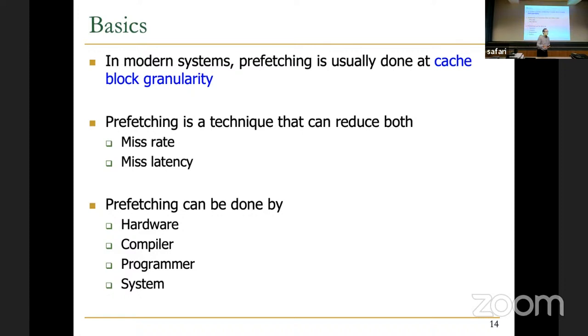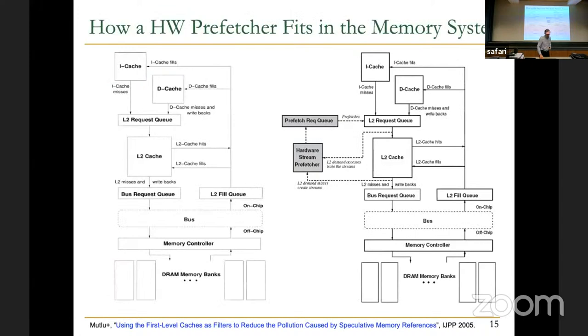So let's talk about some basics. In modern systems, prefetching is usually done at cache block granularity, because we're talking about cache-based systems. And it can reduce both the miss rate of the cache and the miss latency of the cache. It can be done by a lot of different agents: hardware, compiler, programmer, system. We're going to talk about some of these. So the room for innovation is a lot.